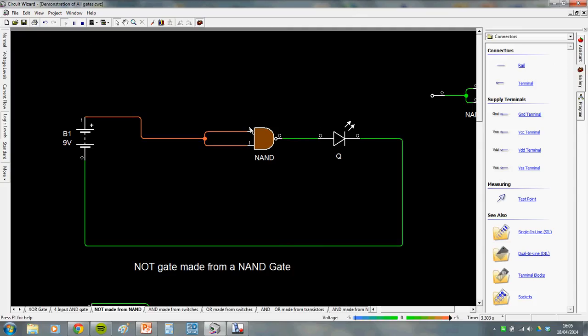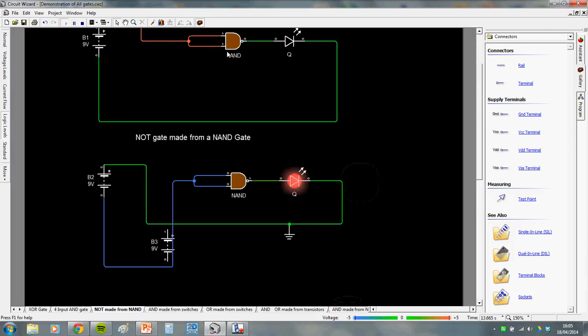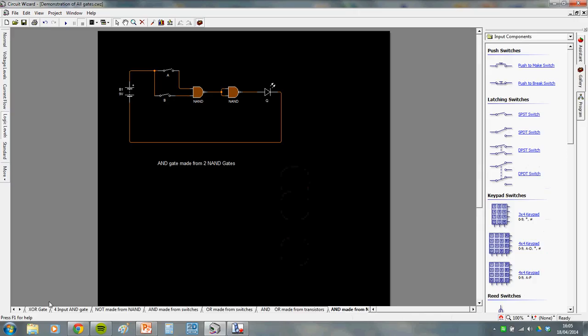What happens when you put both inputs on into a NAND gate? You get an OFF. Well, if you wire the 2 inputs together, this is how you can turn a NAND gate into a NOT gate. Okay, proof, there it works. So anyway, if you've got time, look, you can make an AND gate like that.